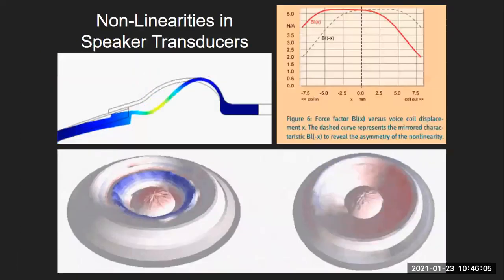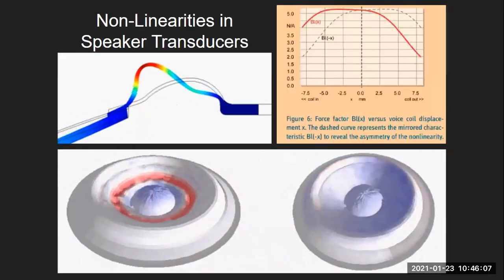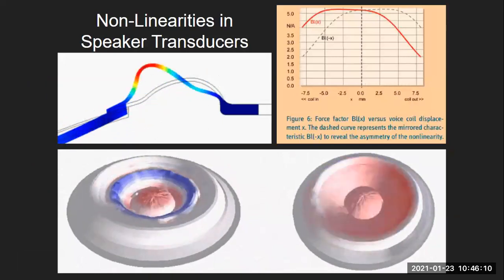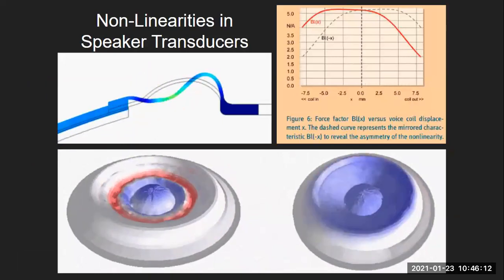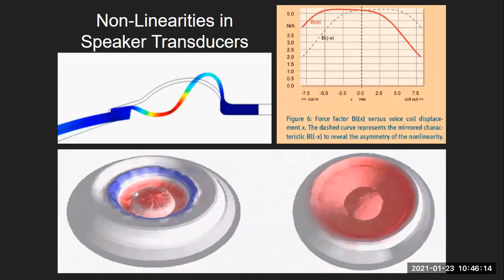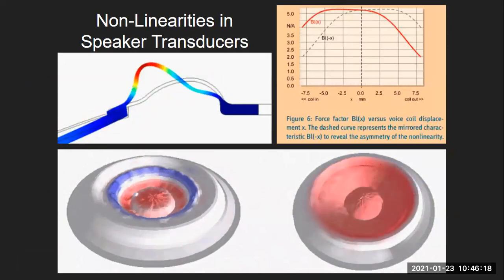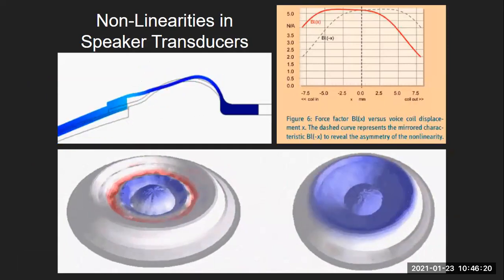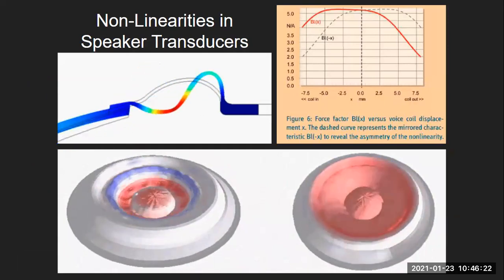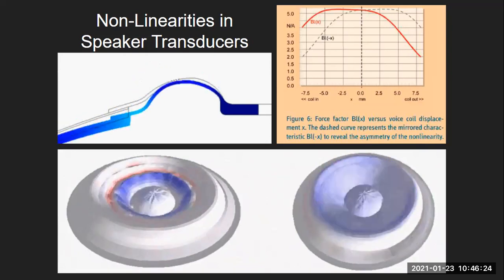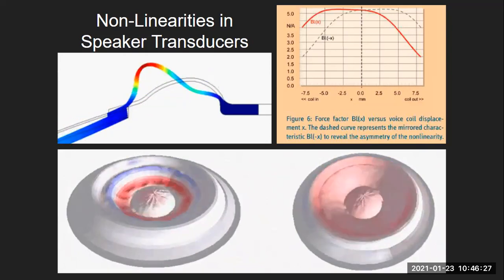So go to the next slide there. So here's some fun animations of some nonlinearities happening in speakers. On the bottom, we have a Klippel laser scan. So they take a laser interferometer and play a speaker driver at different frequencies and scan the entire cone. So this is exactly what's happening on the surface of the cone.